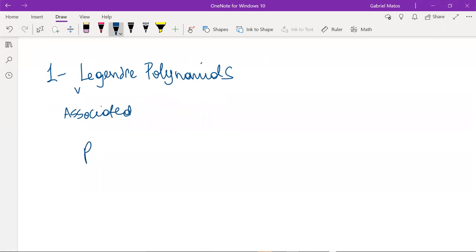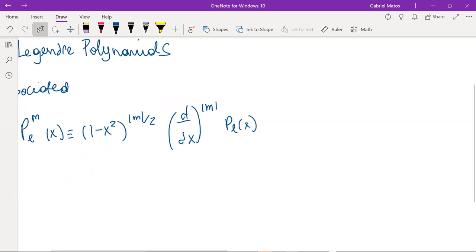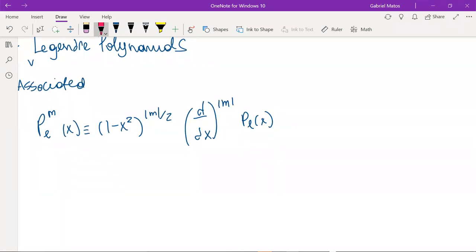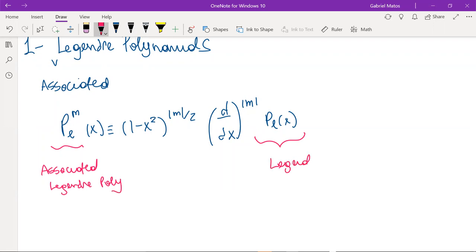For the associated Legendre polynomials, you're going to have something like P_L^M of x. And that's defined as (1 minus x squared) to the absolute value of M over 2, times the mth derivative of P_L of x. Now, if you don't know what P_L of x is, you can't really compute this, but thankfully we do. So this thing here is the associated Legendre polynomial, and this here is just the Legendre polynomial. These are also known functions, and they have this formula, which is P_L of x.